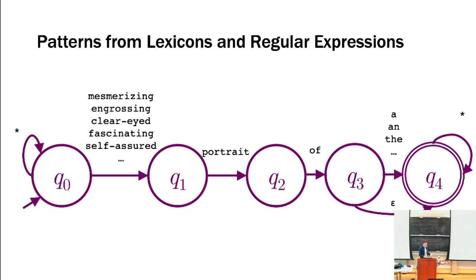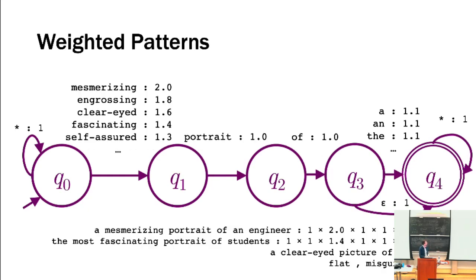Okay, so fast forward a little bit, in the 1990s, we would have done something a little bit more exciting. We would have put weights on these different possible words that could be matched, and so maybe we'd say mesmerizing is a stronger match to the concept we're trying to get here, engrossing a little bit less so, self-assured even less so, but they all have positive weights. And what's happening with these numbers that I'm associating with each of the words on each of the arcs is that when I match a particular piece of text, I'm multiplying together the weights of the arcs that are involved in that match.